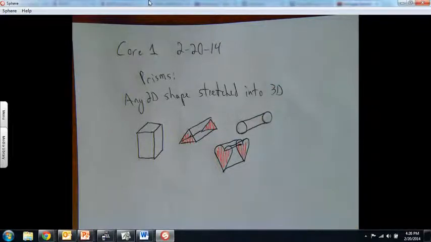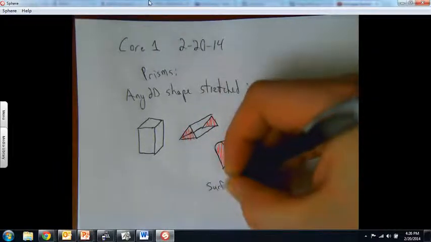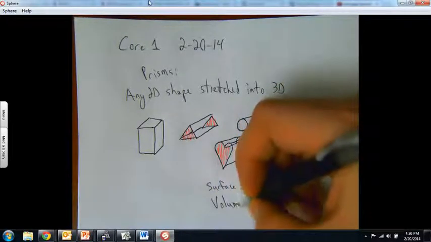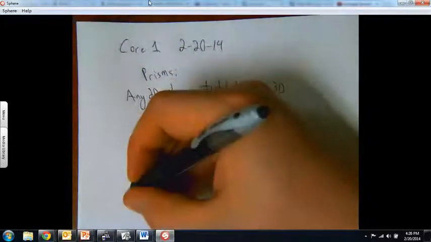Now, with the prisms, what we're going to eventually look at is how to calculate surface area and volume. Now, this is in contrast to 2D shapes, which have area and perimeter. So this is our 3D.